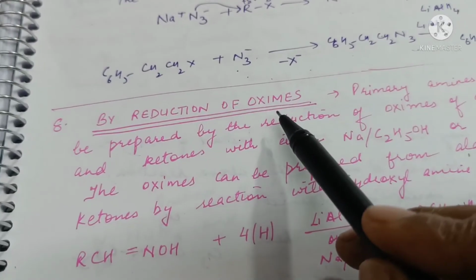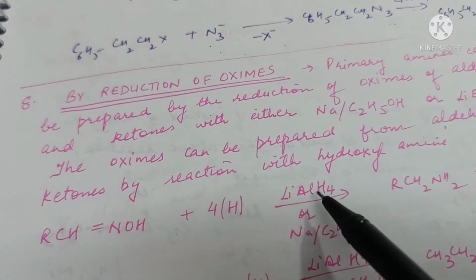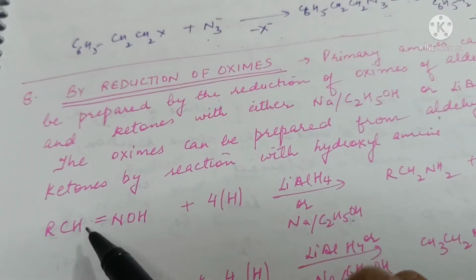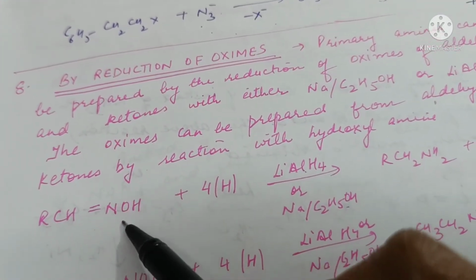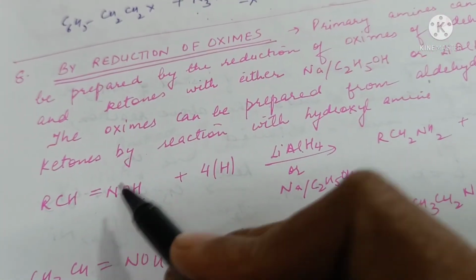Next method is by reduction of oxime. So when we reduce oxime with lithium aluminum hydride or sodium and ethyl alcohol, RCH2NH2 is formed along with water. The oxime is formed from aldehydes.